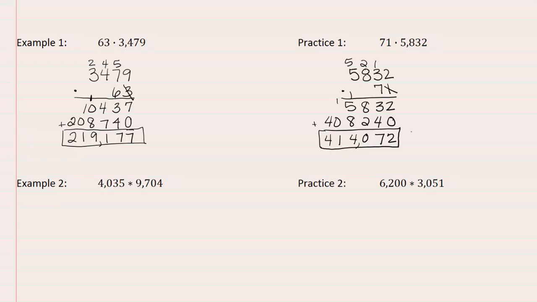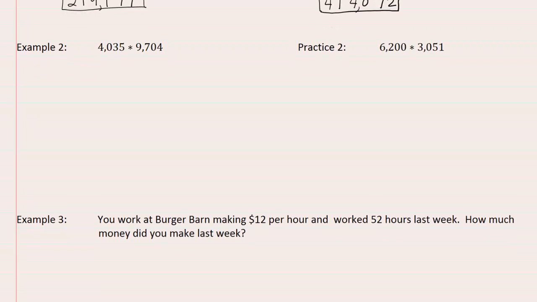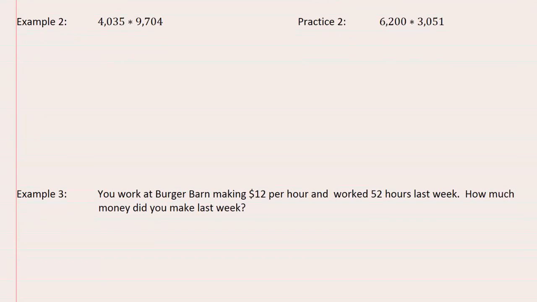Okay, let's look at example number 2. Example number 2 is no different. There's just some zeros in it, so we have to watch out for what those mean. And it's just a little bit longer. Neither one of our numbers has more digits, so it doesn't matter which order we put them in. So let's just do the 4,035 times the 9,704.